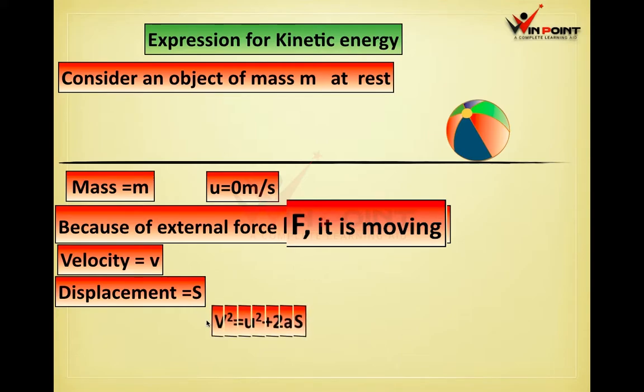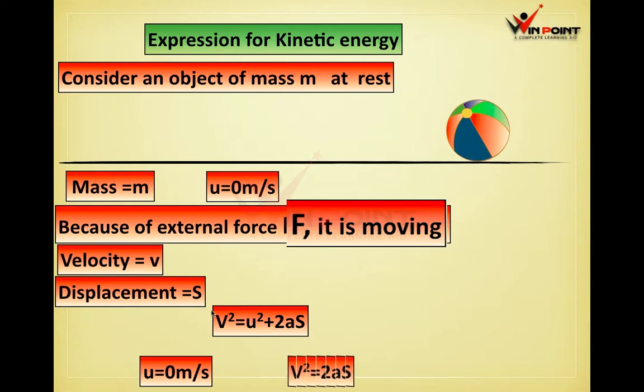So according to the kinematic equation, V square is equal to U square plus 2AS. What is the value of U? 0. So it will be V square is equal to 2AS. From this equation, you can find an equation for A. What will be the equation for A? A is equal to V square by 2S. V square is equal to 2 into A into S, where the 2 and S are multiplication here. We are taking them to the other side of the equal sign, where it will be division. So A is equal to V square by 2S.